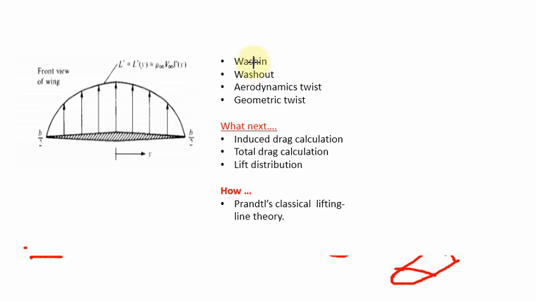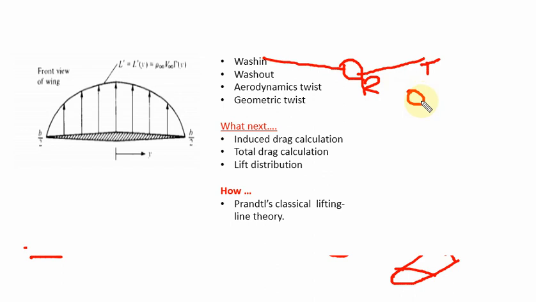So what is the meaning of washin? Suppose I have the position of the wing section like this. This is the tip of the wing section, and this is the root of the wing section. Washin means the tip of the wing section has a higher angle of attack compared to the root of the wing section. Washout is just the opposite.